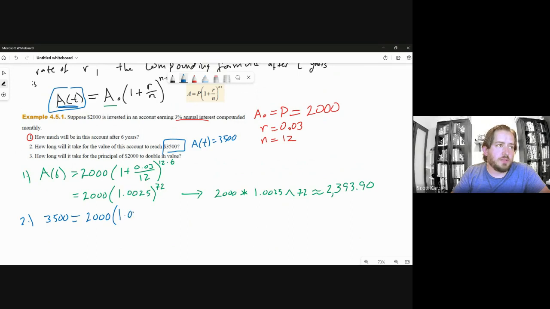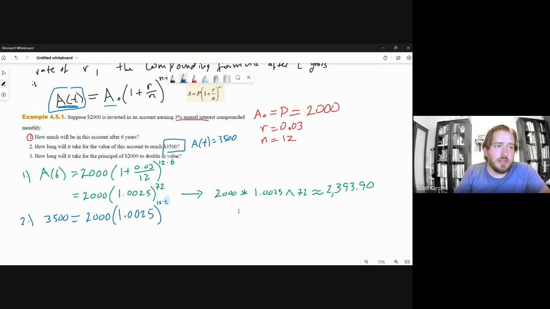multiplied by 1.0. It's the same information here, so I'm just going to shortcut it. My rate is the same, so 0.03 divided by 12. I'm still going to get 1.0025. But now it's multiplied by 12t, and I don't know what t is. So the whole point of this is to solve for that t. So how do I do that?